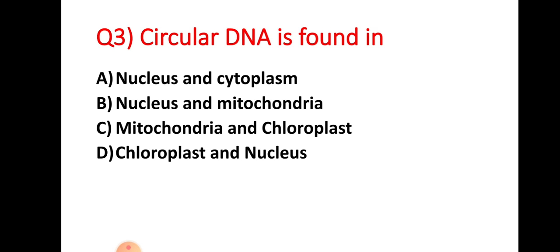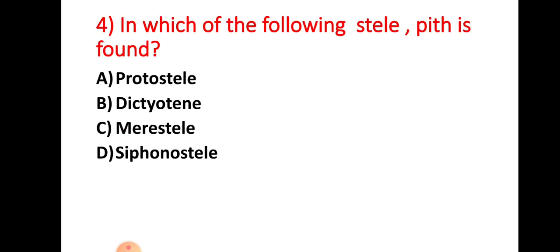Circular DNA is found in, we all know that, mitochondria and chloroplast. In mitochondria and chloroplast we can see circular DNA. So right answer for question number 3 is option choice C. Now let's see question number 4.